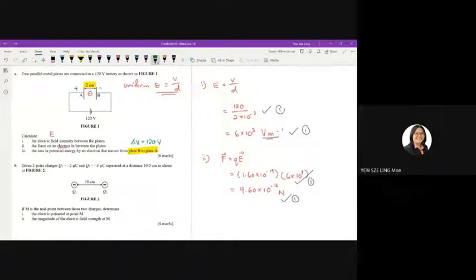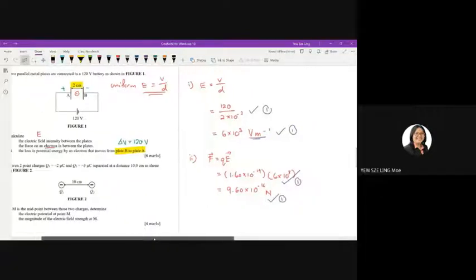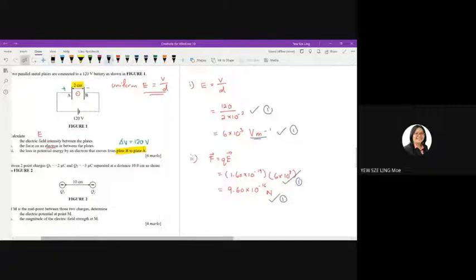Now, how to solve this question? Quite a lot of you got the equation right and the value right, but got the sign wrong.